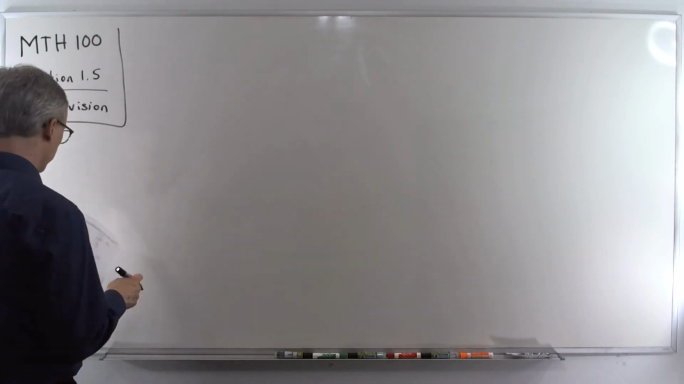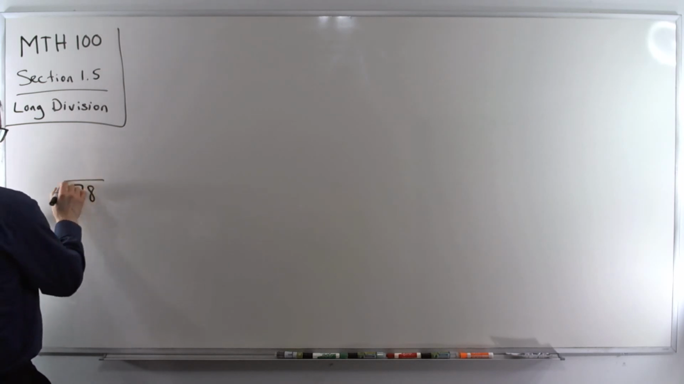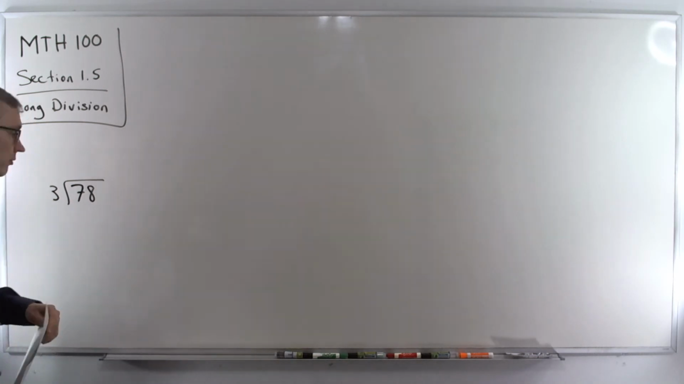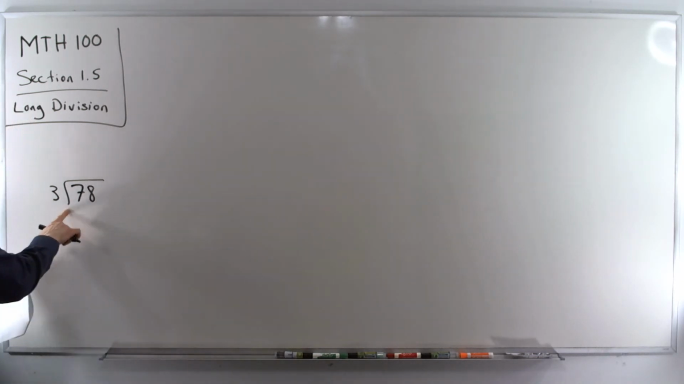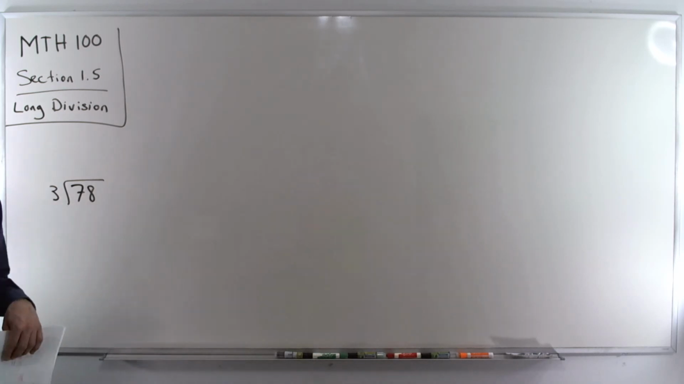Well, in the first example, everything divided evenly, digit by digit. Of course, that always won't be the case. Now, next up, we're going to divide 3 into 78. So we need to figure out how many times 3 goes into 7 without going over. It's kind of like blackjack. You don't want to go over the number.